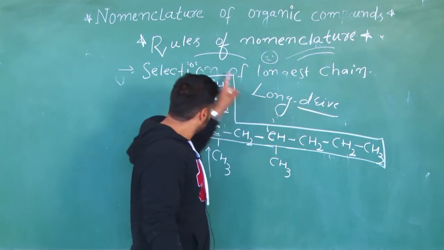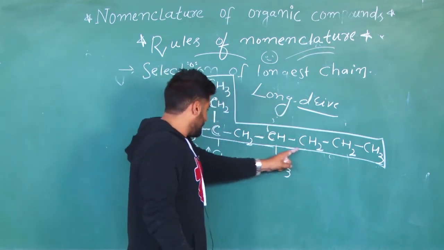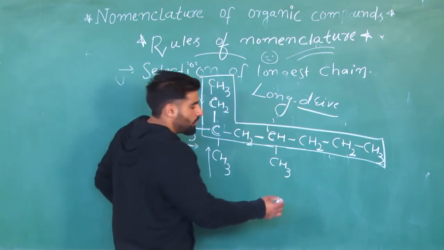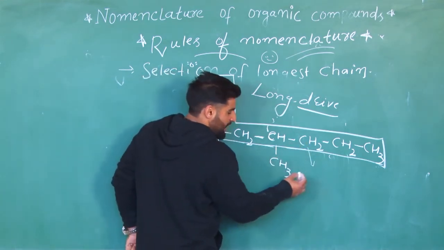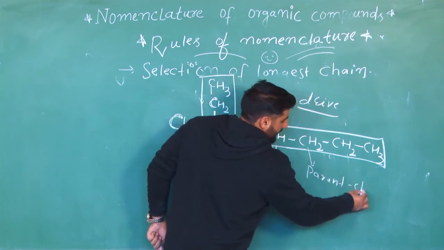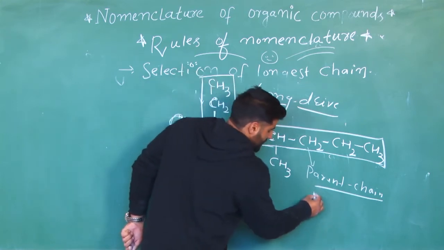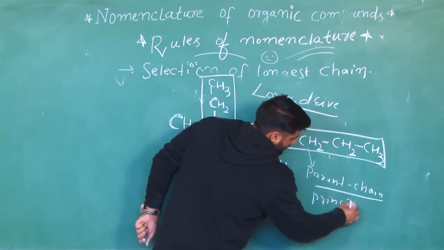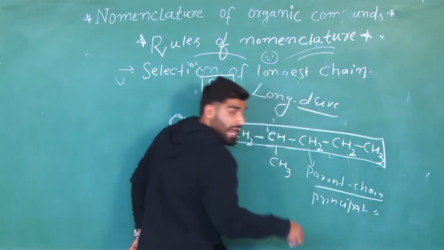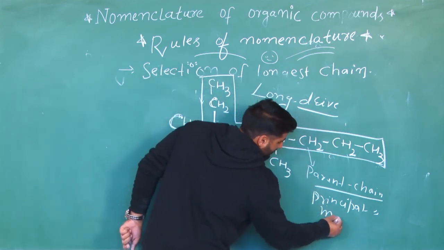This chain enclosed in these dimensions is known as the longest possible chain. It's known as the parent chain that I discussed earlier. It is also known as principal chain, or it's also known as main chain.